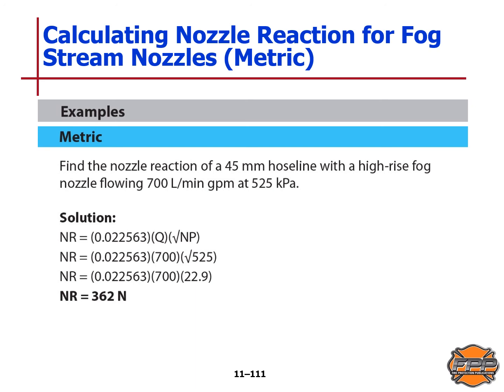The next line, you would just plug in your values. Nozzle reaction equals 0.022563 times 700, because you're flowing at 700 liters per minute, times the square root of 525, which is 525 kilopascals. On the next line, you factor out the square root, and you get 0.022563 times 700 times 22.9. That gives you a nozzle reaction of 362 newtons.